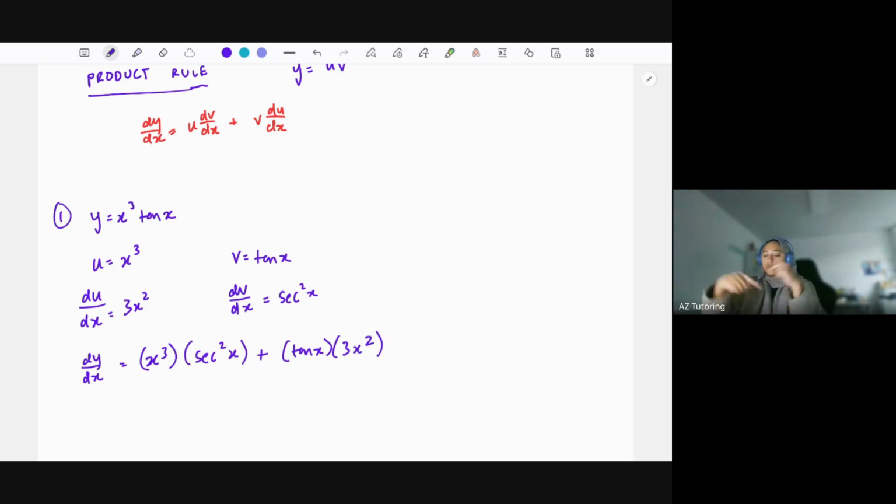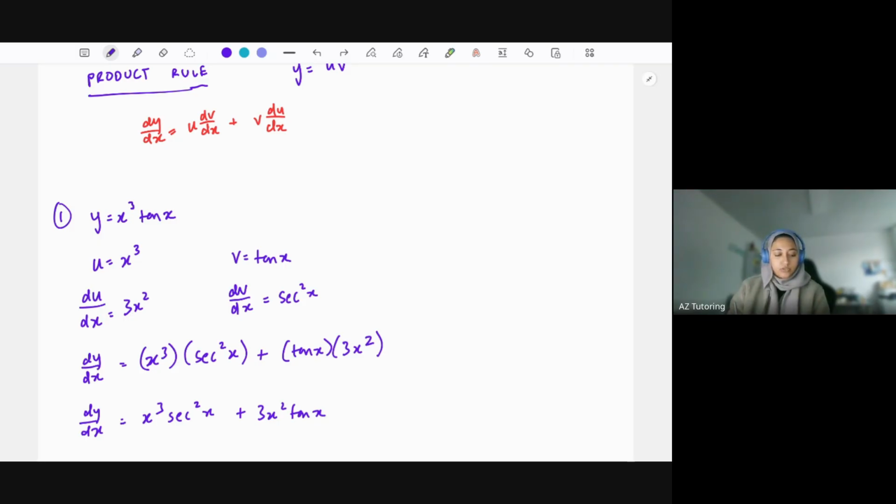Can you see how I've just done opposites? So simplifying that, dy over dx equals, we can just leave the first part as x cubed sec squared x, can't really do much with that. And with this one, I'm going to bring the 3x squared first, and it is 3x squared tan x. So that's how you use the product rule, and you use the product rule when you've got two functions timesing by each other.